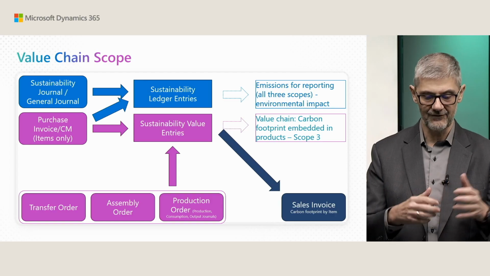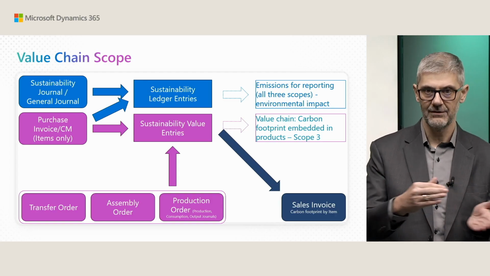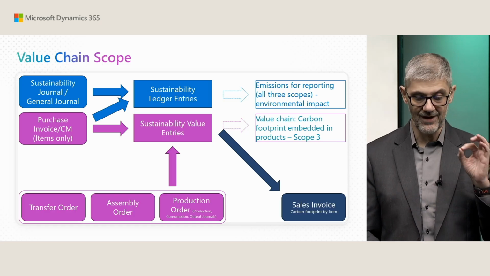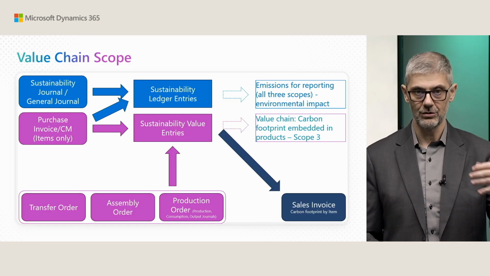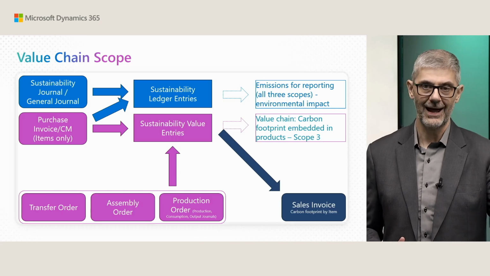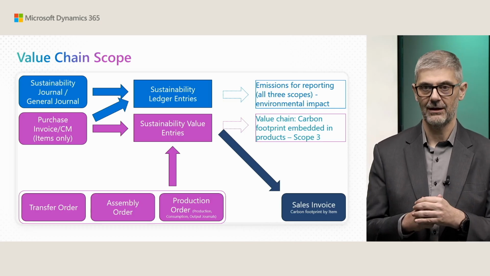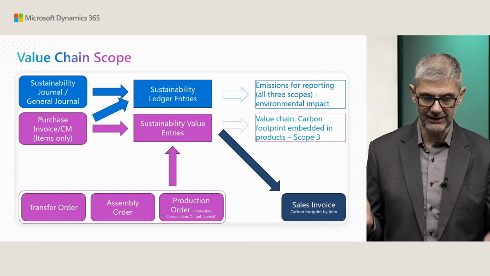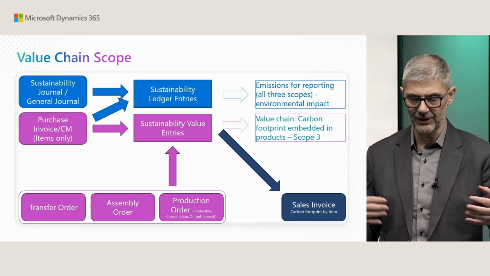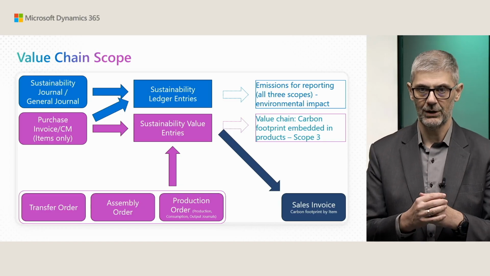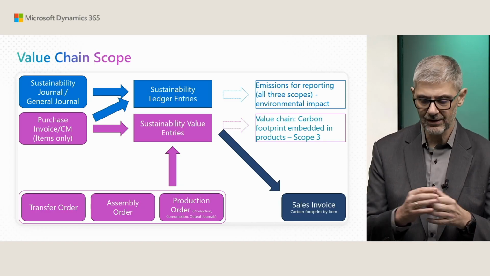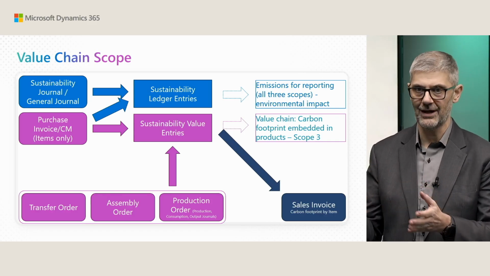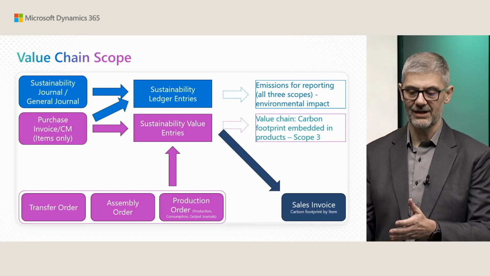So everything starts with the purchase document. You will get this first incoming emission from purchase documents. In this wave, only for items, so item charge cannot be applied in this wave. This is something we are planning for the future. And then all these different internal documents, transfer order, assembly order, production order, can have an impact on your sustainability value entries, with the final idea to get all this information on your finished or assembly goods on your sales invoice.